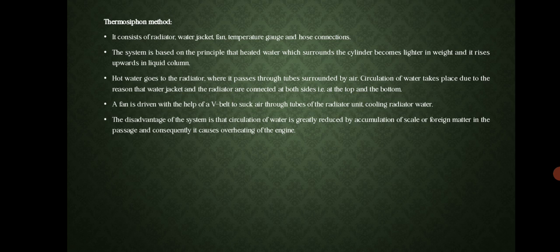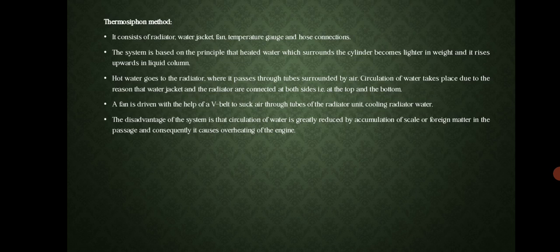Thermosiphon method. It consists of radiator, water jacket, fan, temperature gauge and hose connection. The system is based on the principle that heated water which surrounds the cylinder becomes lighter in weight and rises upward in a liquid column. Hot water goes to the radiator where it passes through tubes surrounded by air.